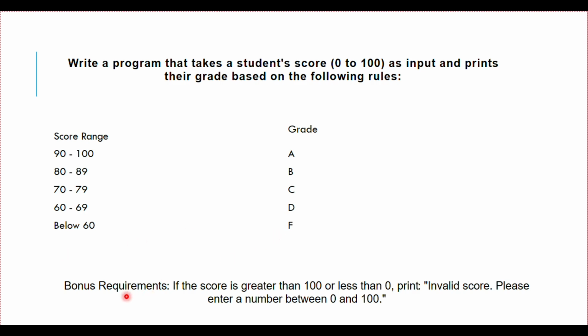Now, here is a bonus requirement. If the score is greater than 100 or less than 0, you'll print out invalid score. Please enter a number between 0 and 100. Now, this is a bonus requirement. If you can do it, well and good. If you can't do it, you should be able to do this. You should be able to write a code that grades the students according to this criteria. And I will show you the solution at the end of the next lecture.